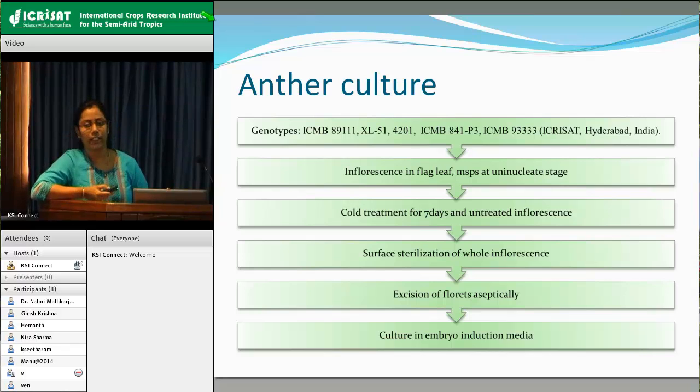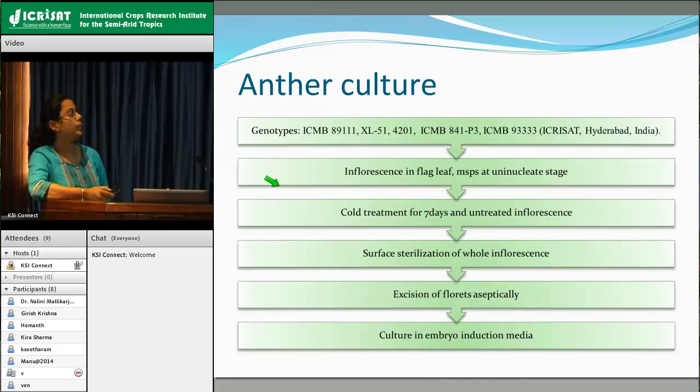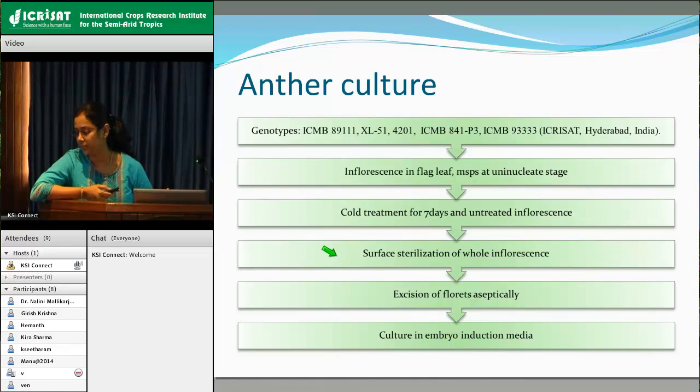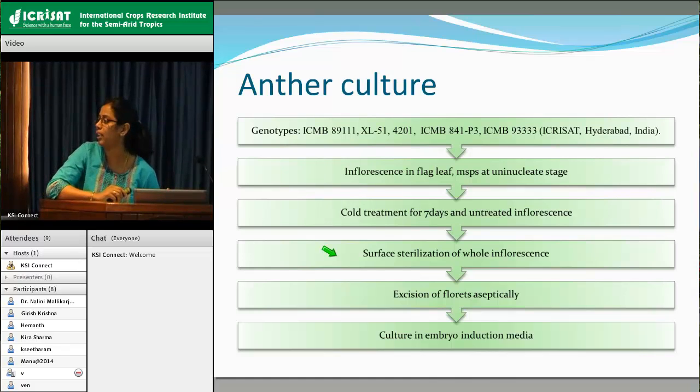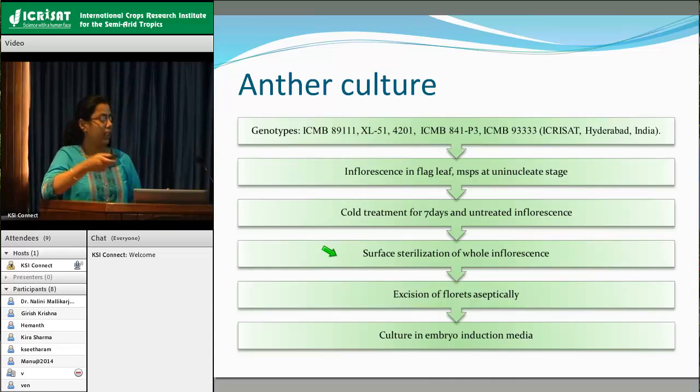These 7 genotypes I have used for the experiments, and the whole spike along with the flag leaf was collected and given a cold treatment of 7 days, and untreated spikes have also been used as culture. The sterilization was done using 0.1% mercuric chloride for 15 to 20 minutes. The florets were directly cultured, as generally it's been reported that direct culture of anthers is not successful in pearl millet. So direct florets have been cultured on the semi-solid media.